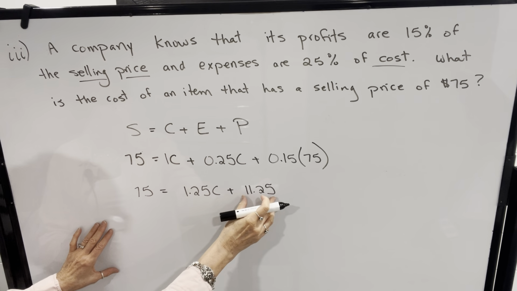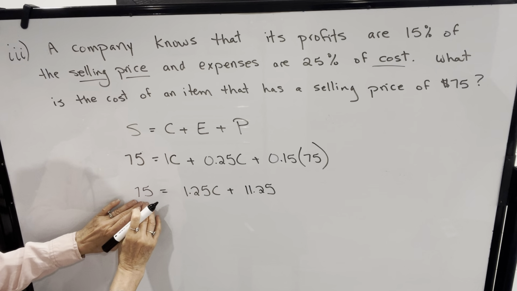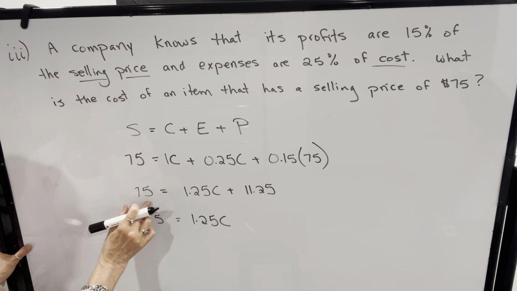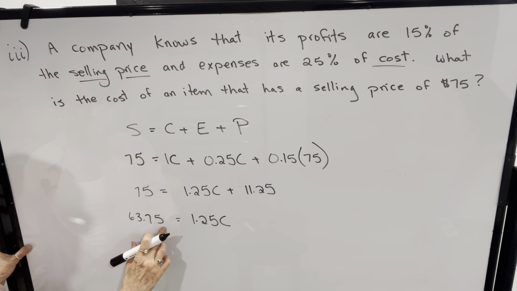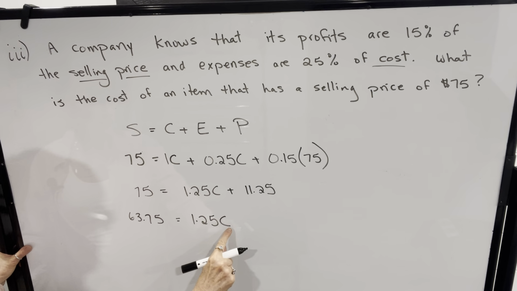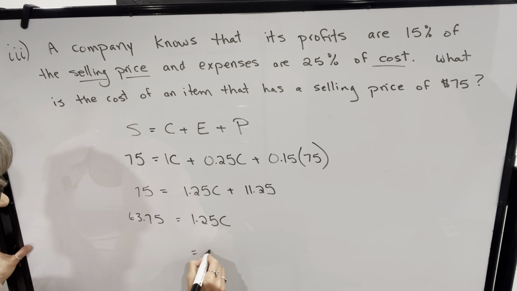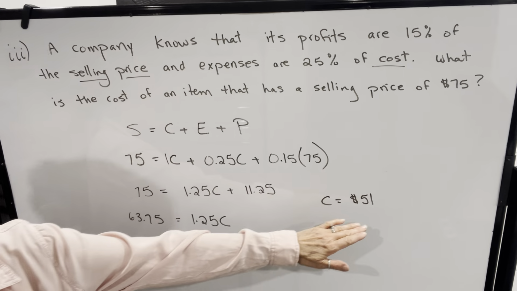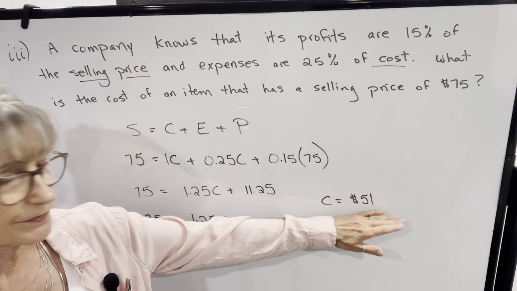Now I'm going to subtract 11.25 from both sides of the equation because I want this by itself. When I subtract 11.25 from 75, I get 63.75, and when I subtract it from this side of the equation, it's gone. Now in order to solve for C, I'm going to divide both sides by 1.25. And my answer for cost is $51.